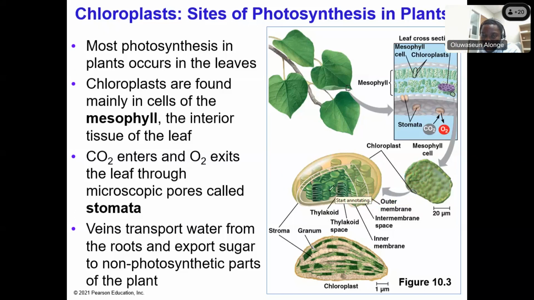You see, this one has 1, 2, 3, 4 discs. This one has 1, 2, 3, 4, 5, 6 discs. So discs are like pancakes. When you stack pancakes on each other, this is a pancake, this is another pancake, this is another pancake. Each of the pancakes is a thylakoid. So just one disc is a thylakoid.